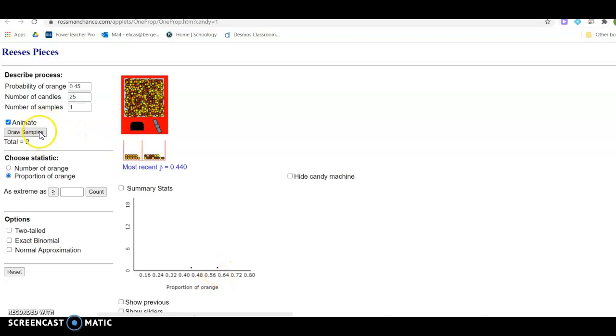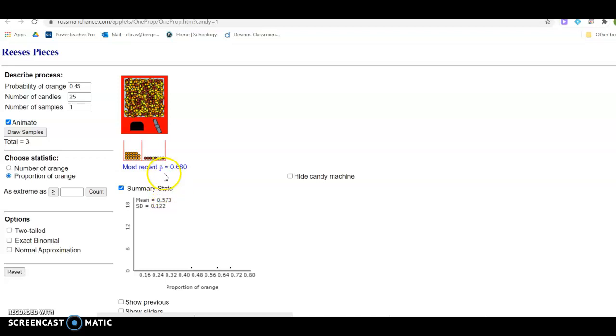Let me do it one more time, drawing just one more sample. So see, I've got a total of 3 samples. Now that one was a pretty high 68%, and we can see that plopped down here. We can also turn on the summary stats and see that our overall data, our 3 samples that we took of size 25, have an overall mean proportion of 0.573.